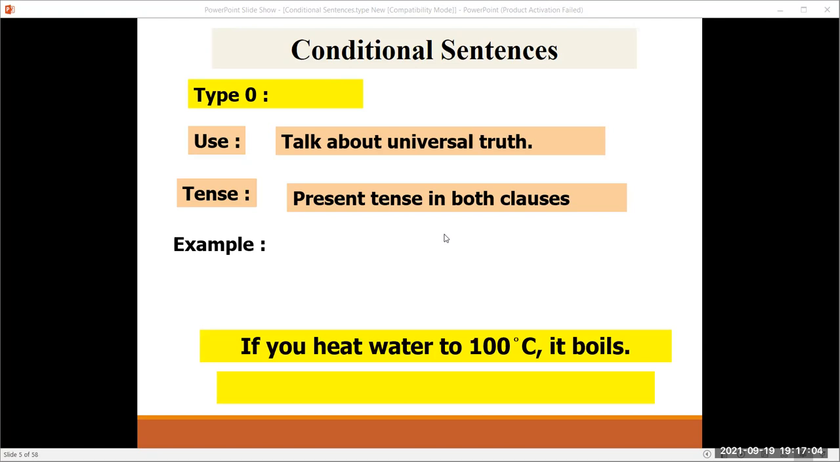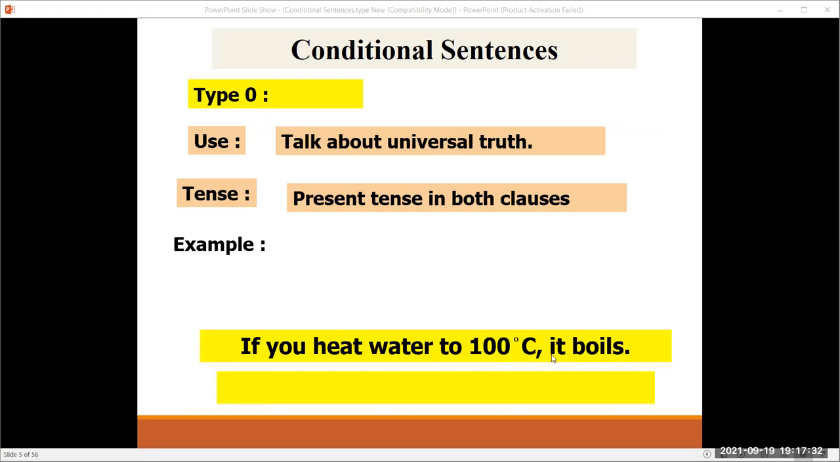Example, if you heat water to 100 degrees centigrade, it boils. If you heat, so heat is the verb over here. In the if clause, we use simple present, that is first form of the verb. It boils, this is the main clause, and this only happens when the condition in if clause is met or fulfilled.